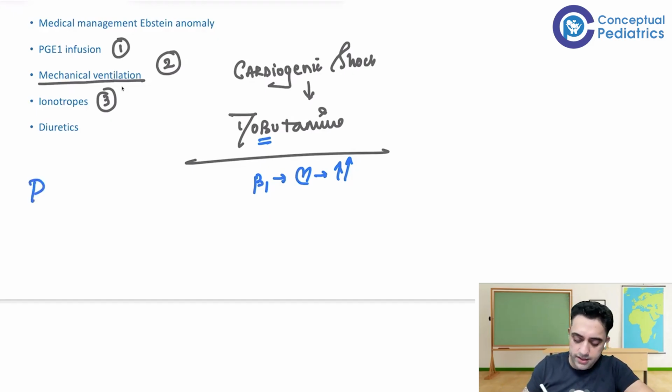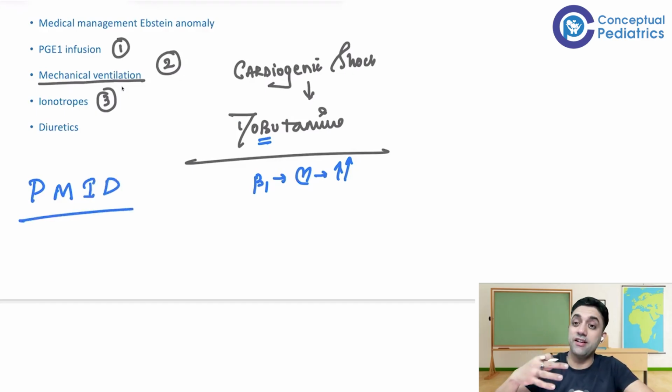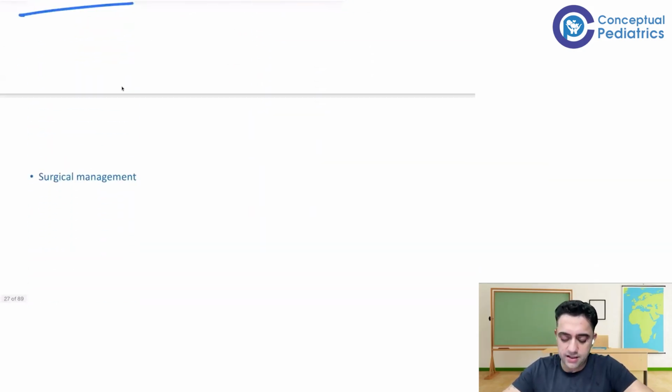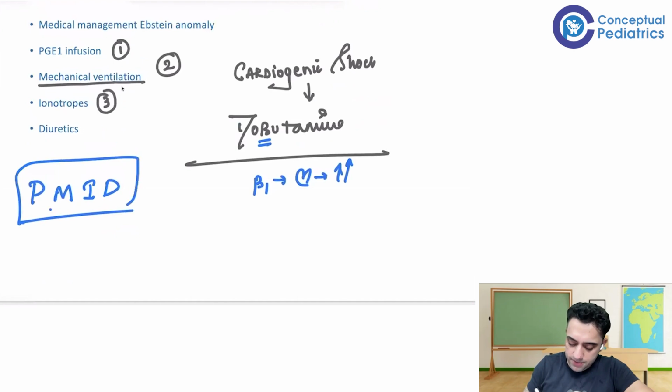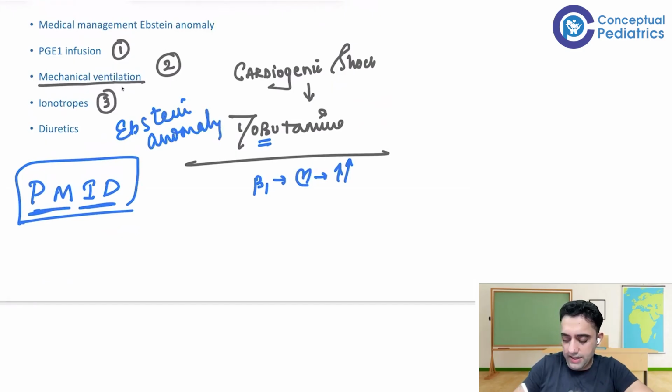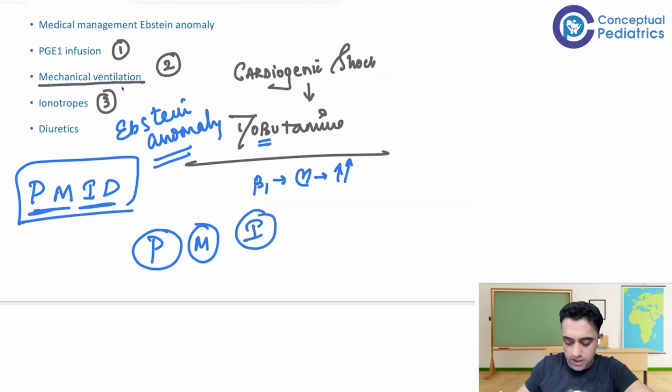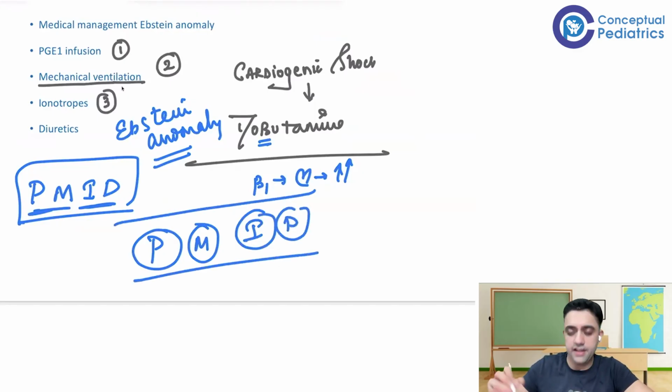So number one, very importantly, PGE1 infusion, then you have mechanical ventilation, then you have inotropes, and always we give diuretics basically to prevent cardiac overload. So these are the very important PMID. Take a Prime Minister of India, that is the mnemonic for the medical management of Ebstein anomaly. I'll repeat again. Prime Minister of India is the mnemonic for the medical management of Ebstein anomaly. Prime Minister: P for PGE1 infusion, M for mechanical ventilation. India: I for inotropes, and D for diuretics.